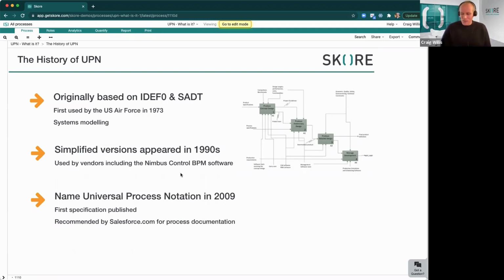And it was originally called the Structured Analysis and Design Technique. And it was adopted by the US Air Force in 1973. And the reason that they adopted this approach and rebranded it, their version of it they called IDEF 0, IDEF standing for ICAM Definition for Functional Modeling. It's a mouthful. And you can see an example of an IDEF diagram there on the page.